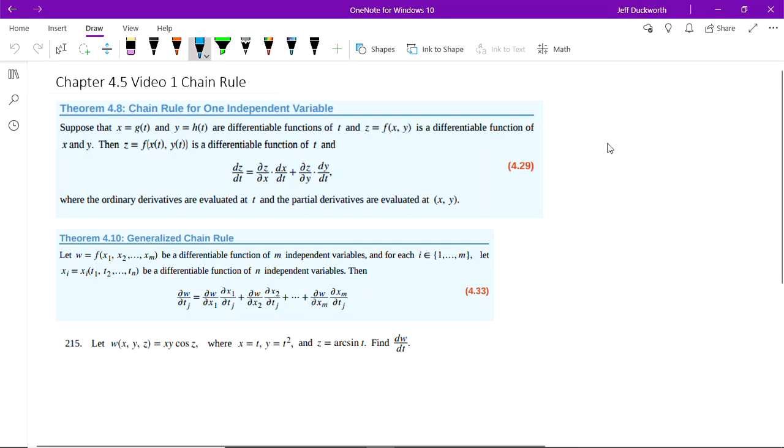All right, so now we get to talk about the chain rule. And the chain rule works very similarly to how the chain rule would work in normal one variable calculus. We've been using it actually in previous videos and other problems. Here it's a little tricky because generally you're given both things.